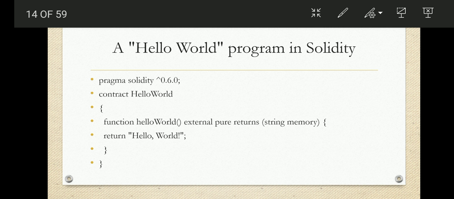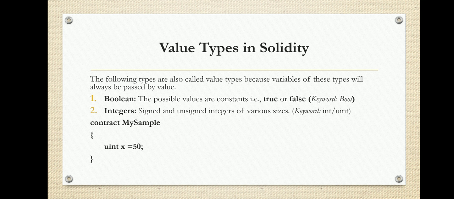Now we are familiar with the syntax. First will be the pragma statement. After that, the contract keyword and the contract name we need to define. Within the contract we can define the variables and the functions. This is one of the simple Solidity contracts. This can be deployed into the Ethereum blockchain network. In the next slide, we will see the different data types used in Solidity.